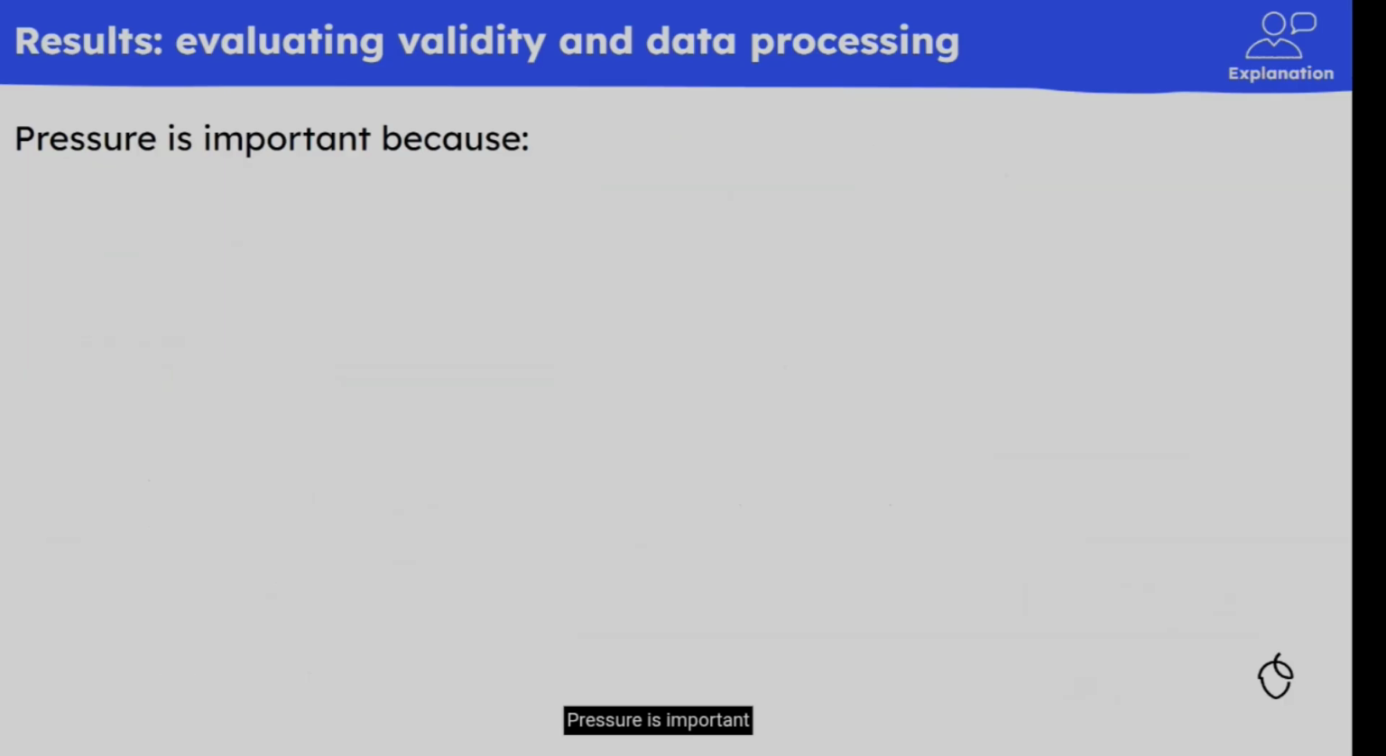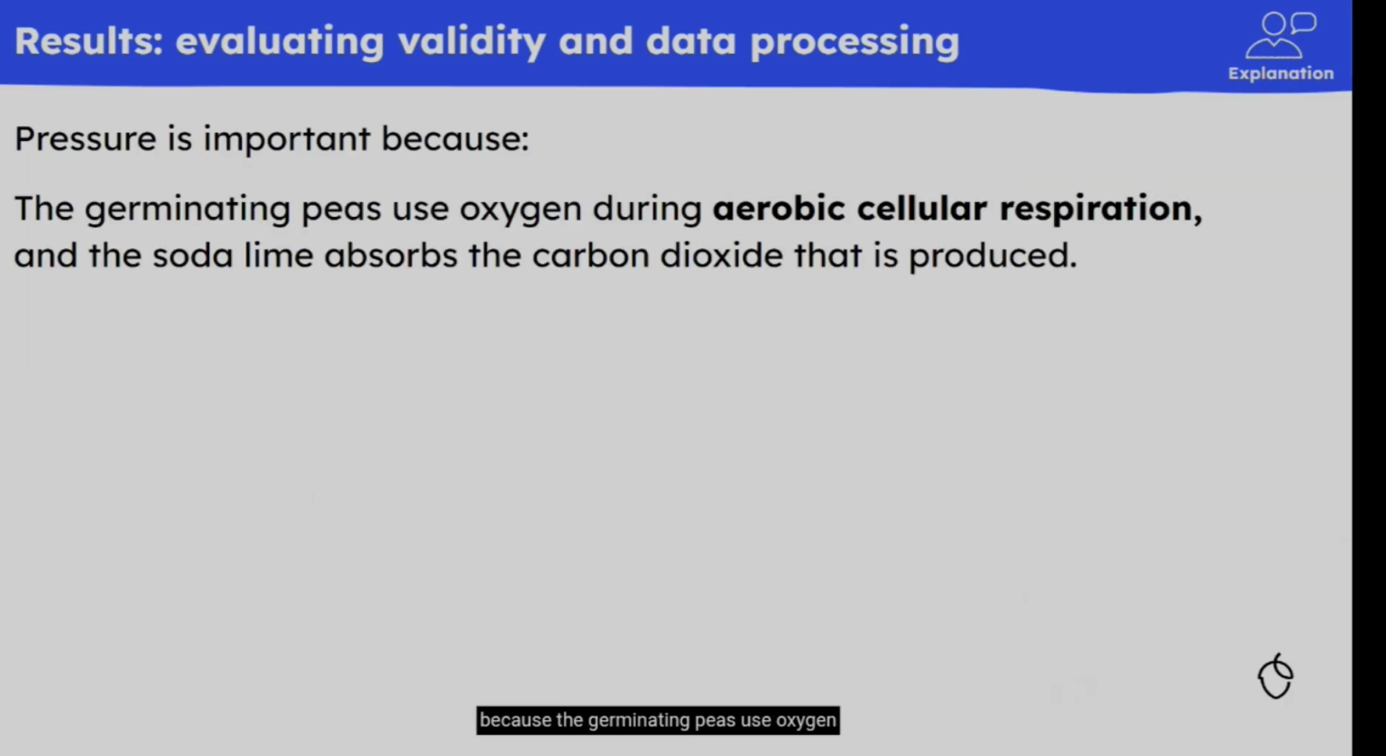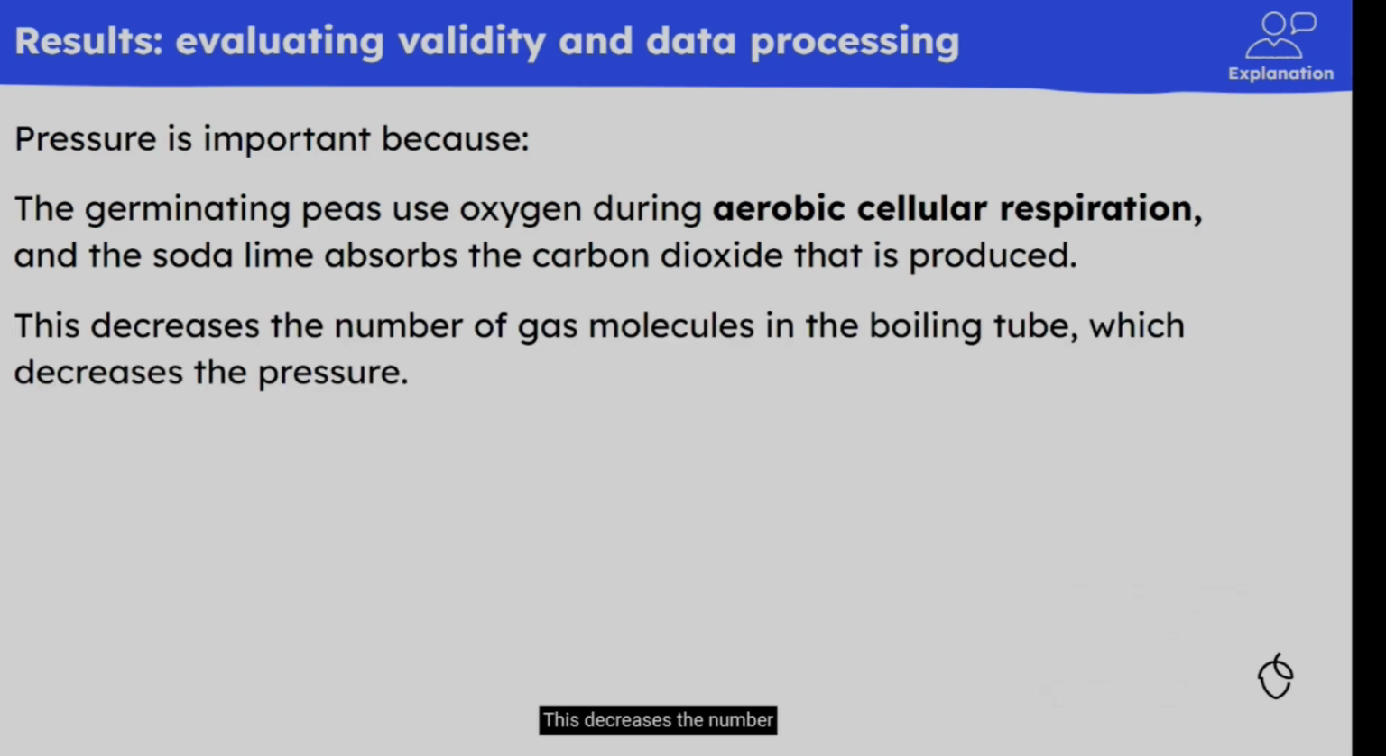Pressure is important because the germinating peas use oxygen during aerobic cellular respiration, and the soda lime that's in the boiling tube absorbs the carbon dioxide that's produced. This decreases the number of gas molecules in the boiling tube, which decreases the pressure. Let's have a look at that.